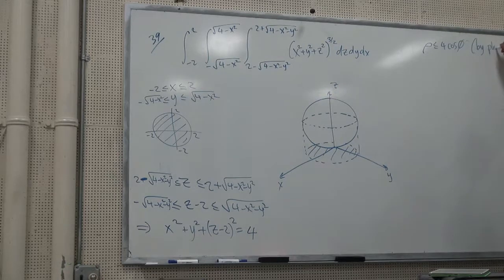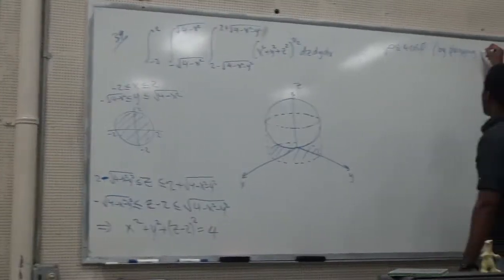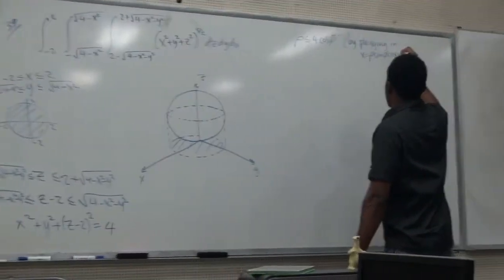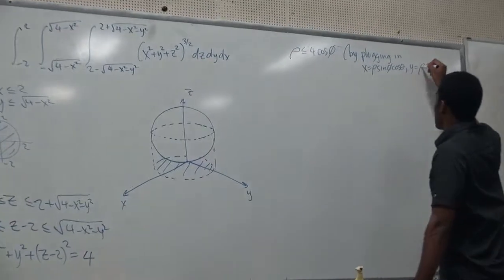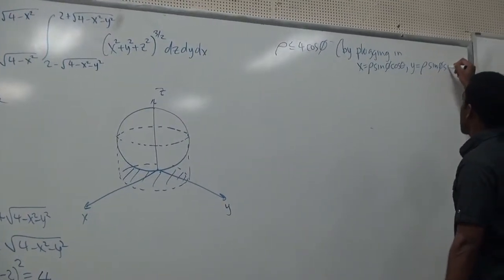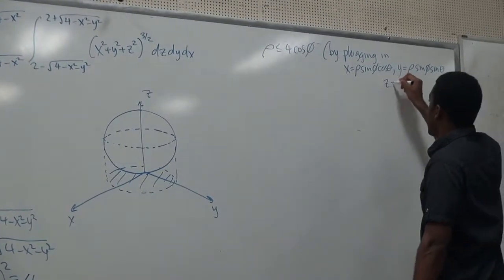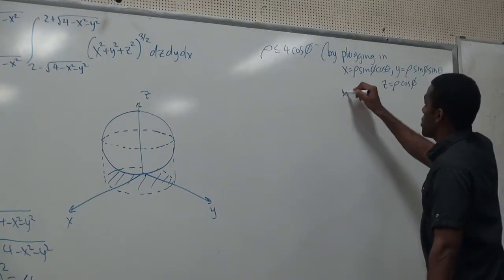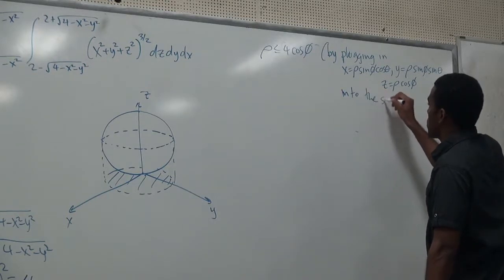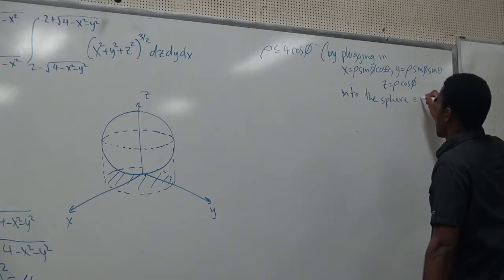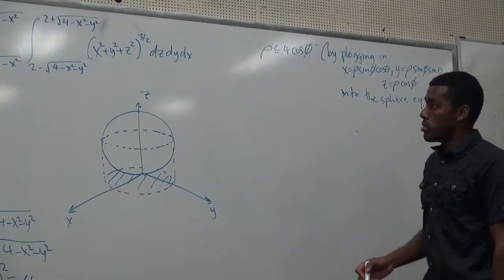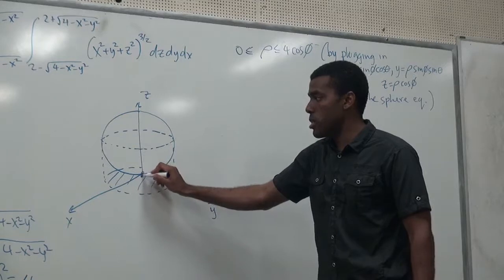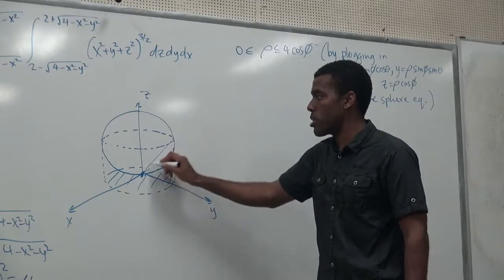By plugging in x equals rho sine phi cosine theta, y equals rho sine phi sine theta, z equals rho cosine phi. And so you know that rho is actually going from 0 to that sphere, because it's measured from here to the outer part of the sphere.